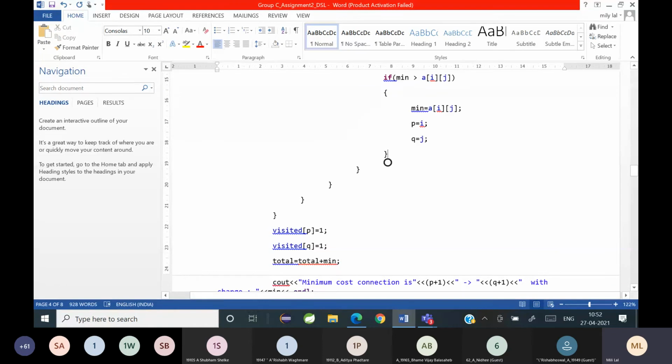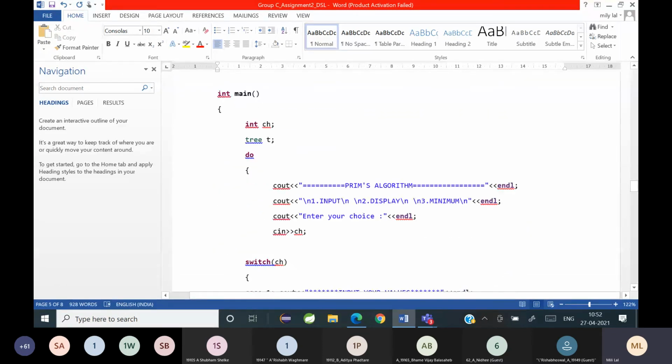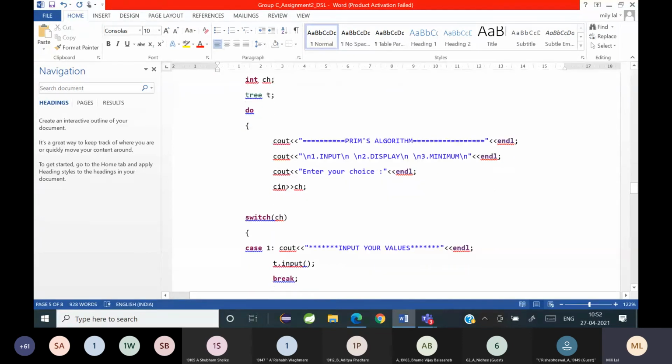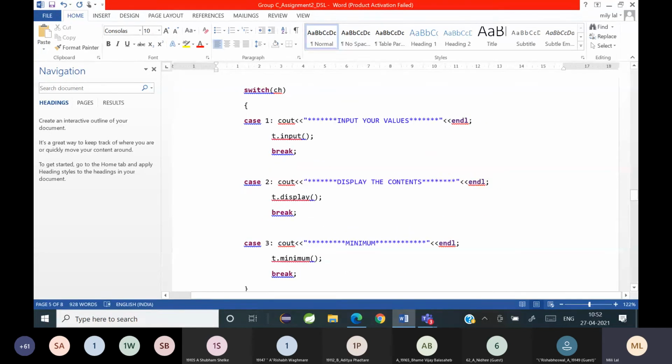Yes, ma'am. Okay, next, in the main function, you are going to create an object of the tree. According to the choice, if you want to input the value, you will press 1. If you want to display, you will press 2. And if you want to find the minimum cost, you will press 3. Based on that, a switch statement is used. You can see if it is input, you're calling object dot the function input.